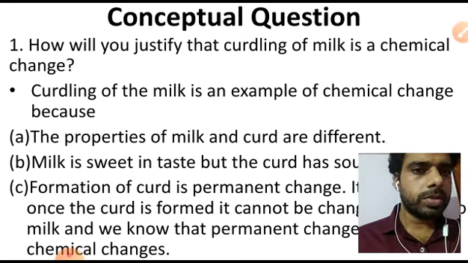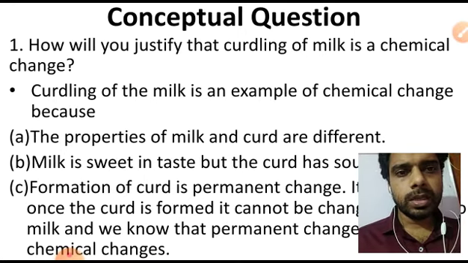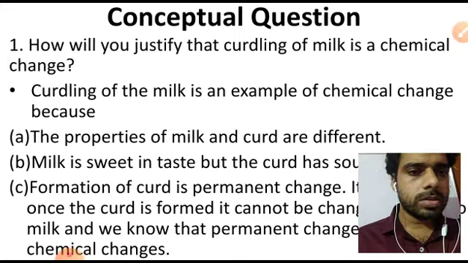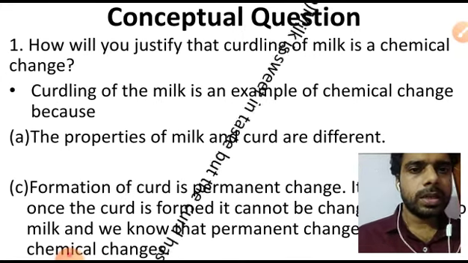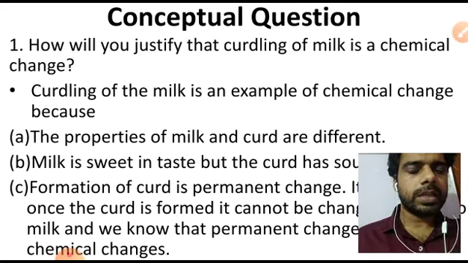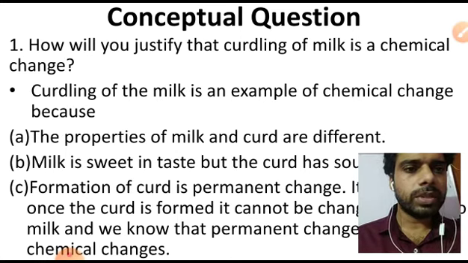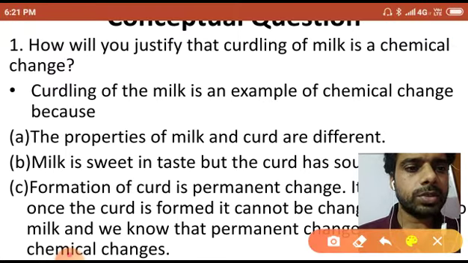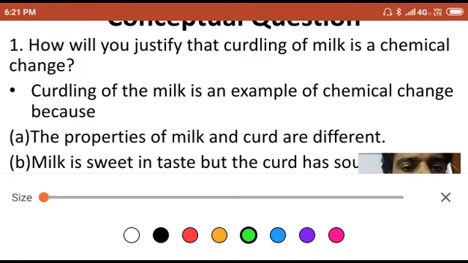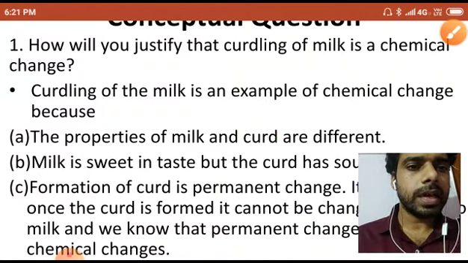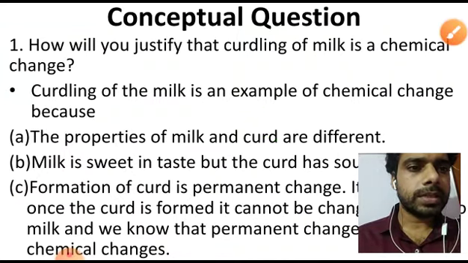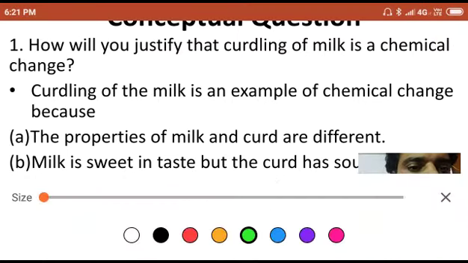So in this video, we will talk about the concepts yet again. And the very first question you can see: how will you justify that curdling of milk is a chemical change? Dear student, for that you have to understand the curdling change first of all. And here you can see, curdling of milk is a chemical change, and first of all you have to understand what a chemical change is.